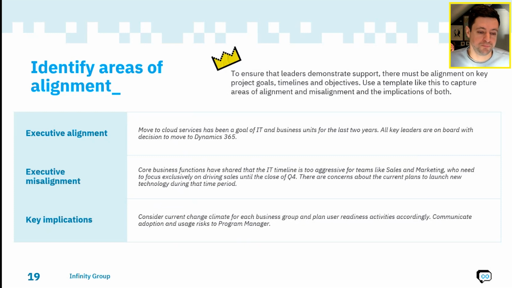If there's doubt over the timeline, or we think it's going to negatively impact a particular team in some way, we want to understand that now and understand what the implications of that are, so we can communicate that and mitigate those risks as part of our plan.